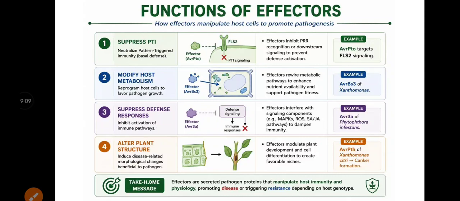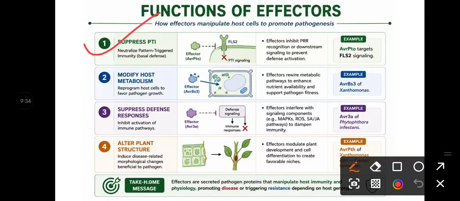From the first slide, we have already discussed that effectors are pathogen-derived proteins that manipulate the host metabolism in favor of the pathogen to cause disease, to induce susceptibility. Okay, so how does this manipulation occur? The first one is suppression of PTI.